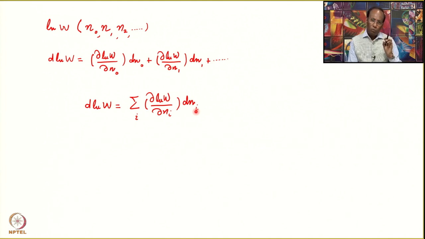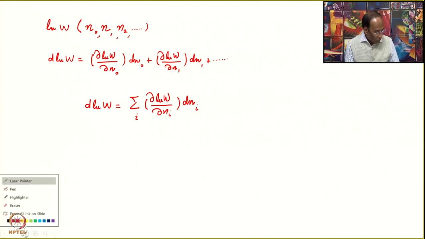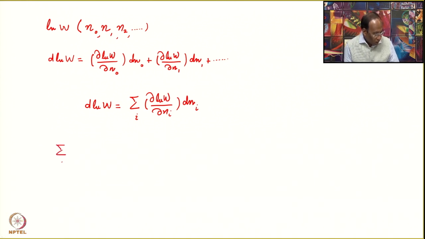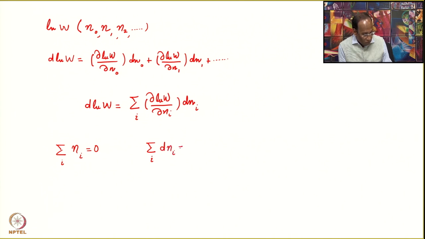But before I go into the method of undetermined multipliers, let us use the constraints. Let us recall those constraints. So those constraints, first constraint was summation over i of Ni equal to N. Can I write this as, for a change, summation dNi equal to 0? That means when you add up the sum of all the changes, some are positive, some are negative, the total sum of all the changes has to be equal to 0.